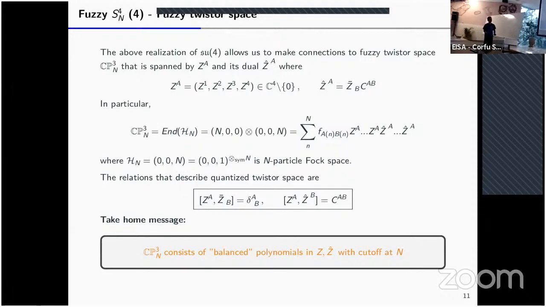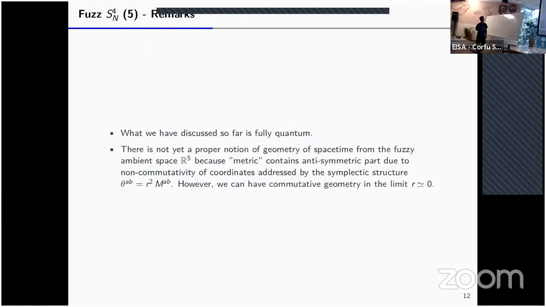Now the take-home message that I want you to remember in our construction is the following. Fuzzy twistor space CP3 N will consist of only balanced polynomials in terms of Z and Z hat with cutoff at N. This is important to remember. As a remark, what we have discussed so far is fully quantum, and there is not yet a notion of geometry of spacetime from the fuzzy ambient space, because the metric contains an anti-symmetric part due to the non-commutativity of coordinates, addressed by the symplectic structure theta AB.